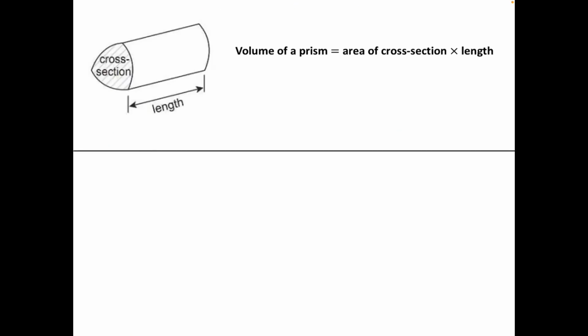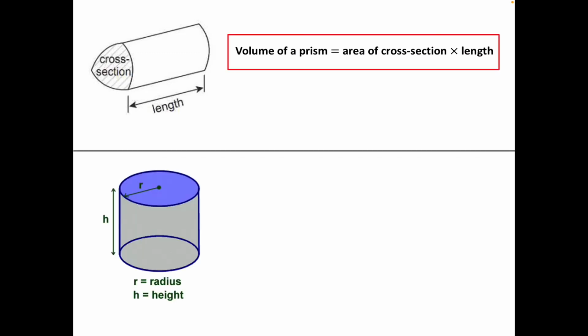Okay, we also need to be able to find the volume of a cylinder. As we've already discussed in this lesson, we can find the volume of a prism by working out the area of a cross-section and then multiplying by the length. For a cylinder, that's going to give us the area of the circle of pi r squared and then multiplied by the height. Please pause the video here and write this down into your books.